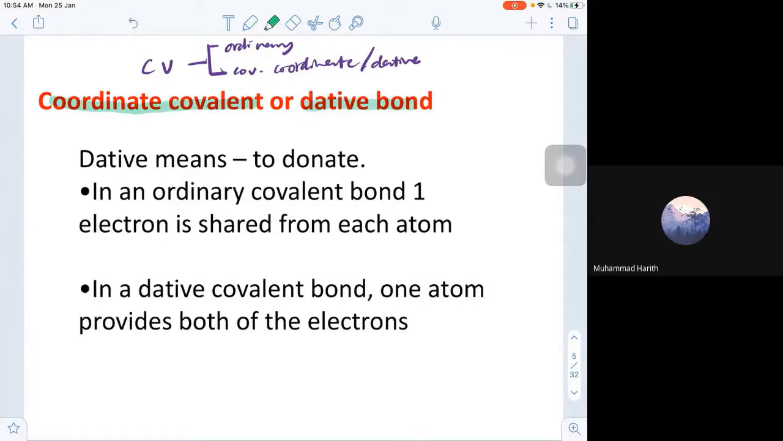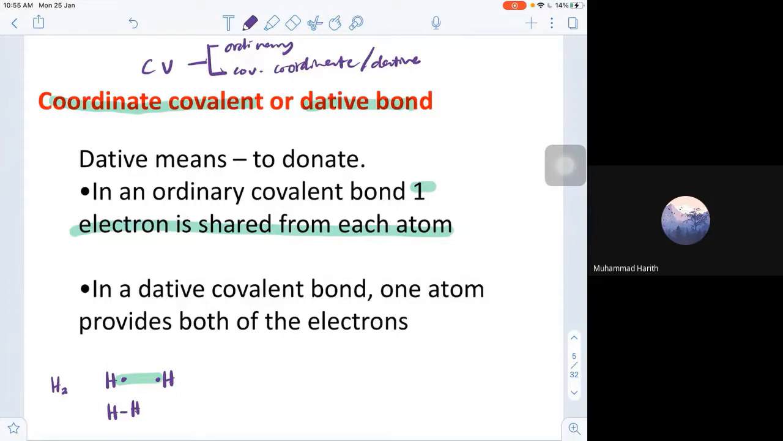So in the ordinary covalent bond, 1 electron is shared from each atom. Let's say we observe the bond that is formed between the 2 atoms in hydrogen, H2. The first H provides 1 electron. The second hydrogen also has 1 valence electron, and these 2 valence electrons are then shared, forming 1 covalent bond between them.